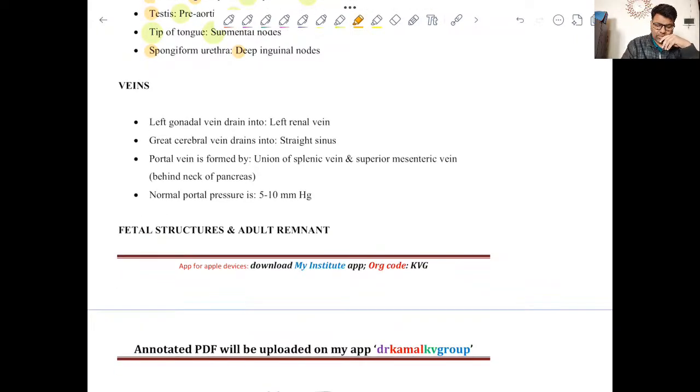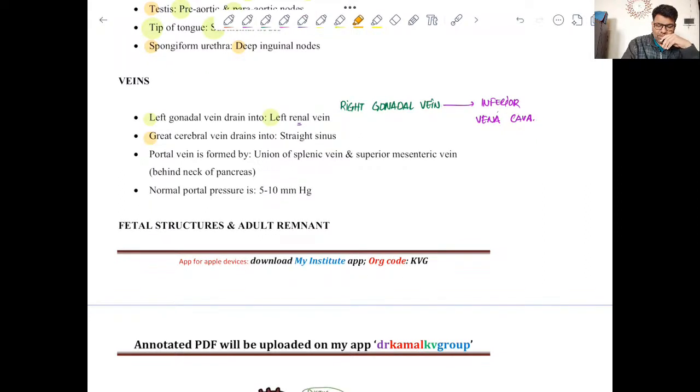Then some important veins in the body. Left gonadal vein, it drains into left renal vein. Clear? Whereas the right gonadal vein, it drains into inferior vena cava. Clear? So you can see the difference. On left side it is going into left renal vein, and on the right side it is going directly into the inferior vena cava. There is one great cerebral vein, it drains into straight sinus.